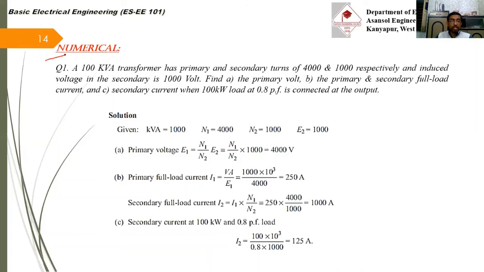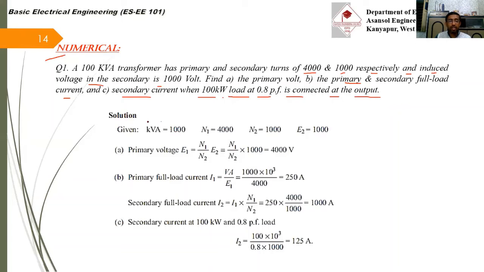Now some numericals. Number 1. A 100 kVA transformer has primary and secondary turns of 4000 and 1000 respectively, and the induced voltage in the secondary is 1000 volt. Now we have to find out the primary voltage, the primary and secondary full load current, and the secondary current when a 100 kilowatt load at 0.8 power factor is connected at the output.